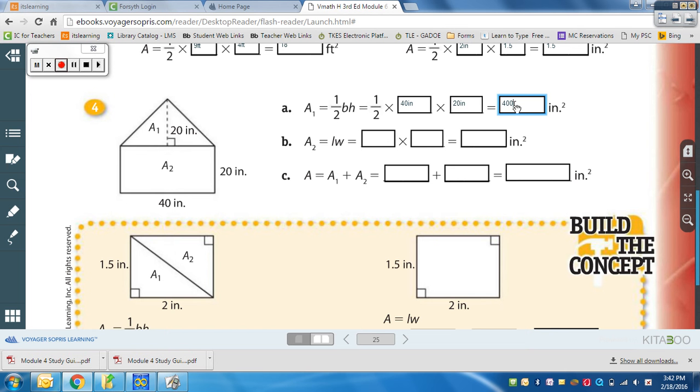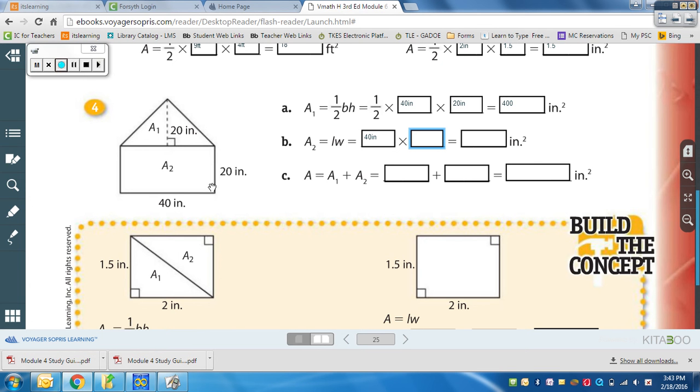Now, in problem 4b, we're going to find the area of the rectangle. The rectangle's area is labeled as A subscript 2, or A2. What is the length of the rectangle? It is the same as the base of the triangle. It's 40 inches.